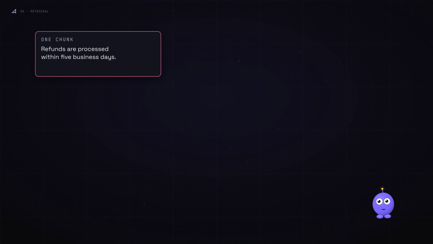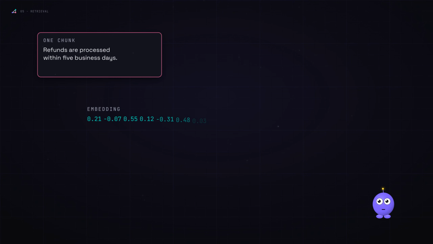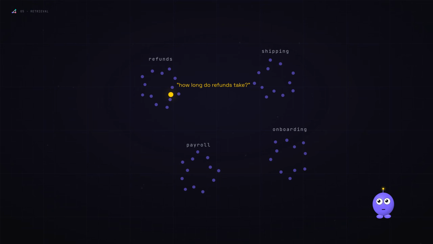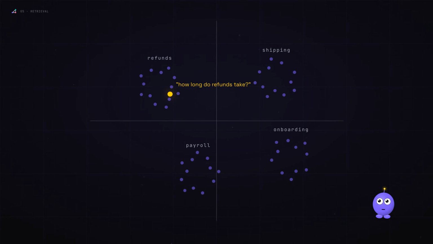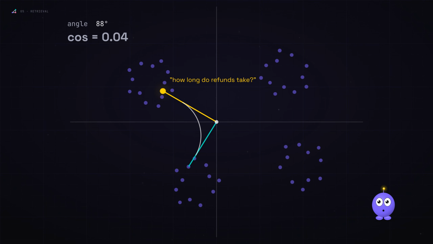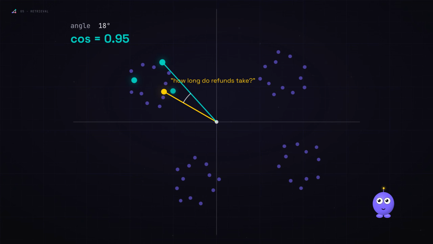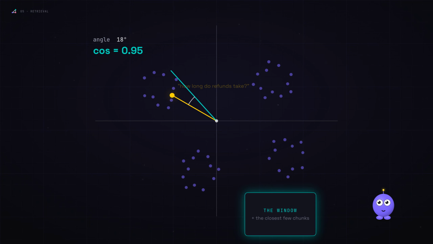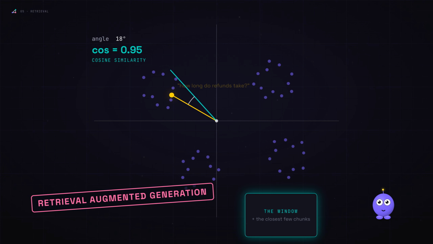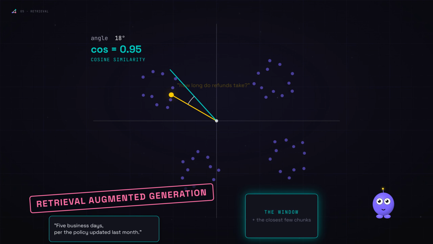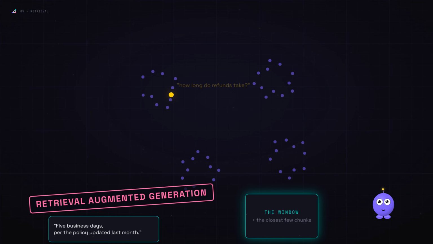Every chunk of your documents gets turned into an embedding, a long list of numbers, and that list is a point in space. Text with similar meaning lands nearby. Your question becomes a point in the same space. So finding the answer stops being a hunt for matching words and becomes geometry. Measure the angle between the question and every chunk, take the closest few, and drop them into the window. That's cosine similarity. And that's most of the trick behind retrieval augmented generation. The model answers from your documents, instead of its memory of the internet.